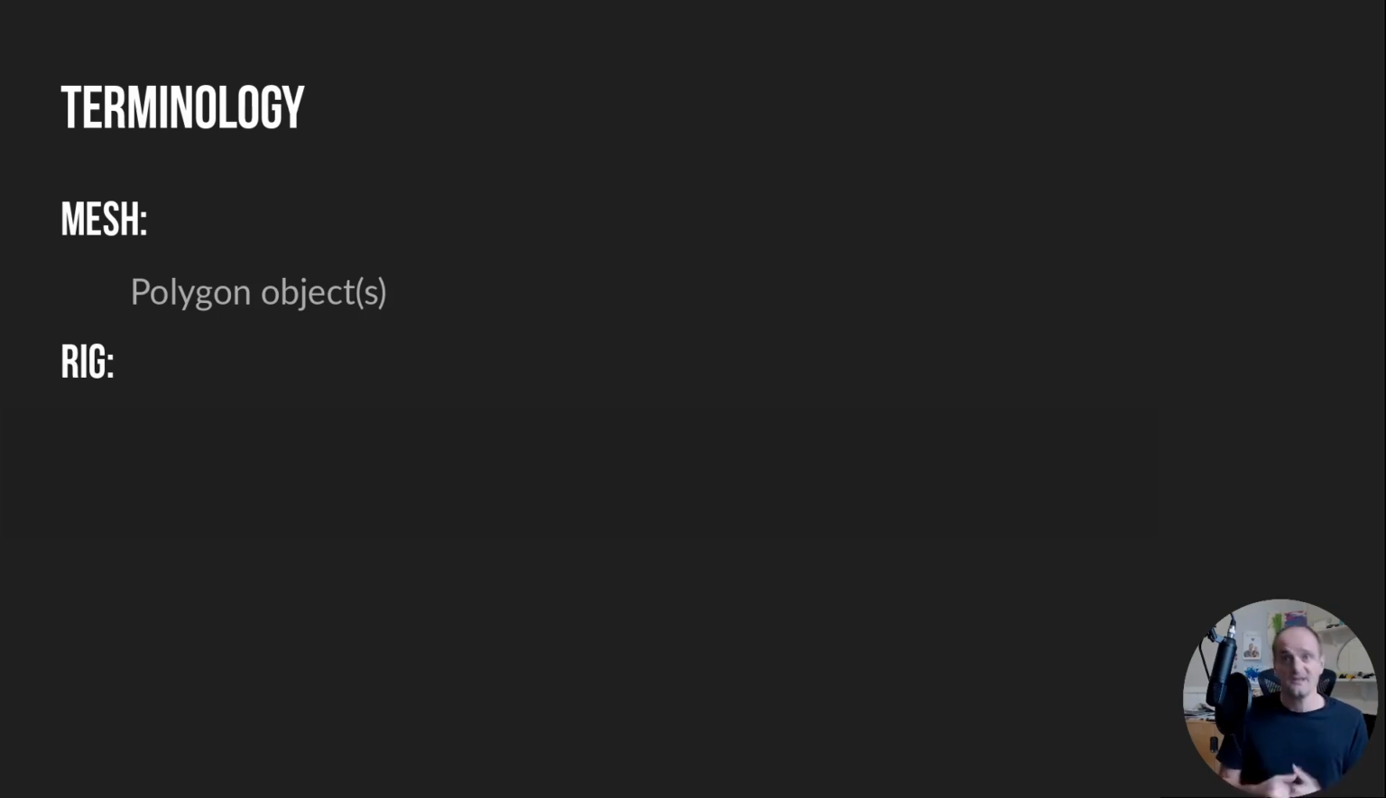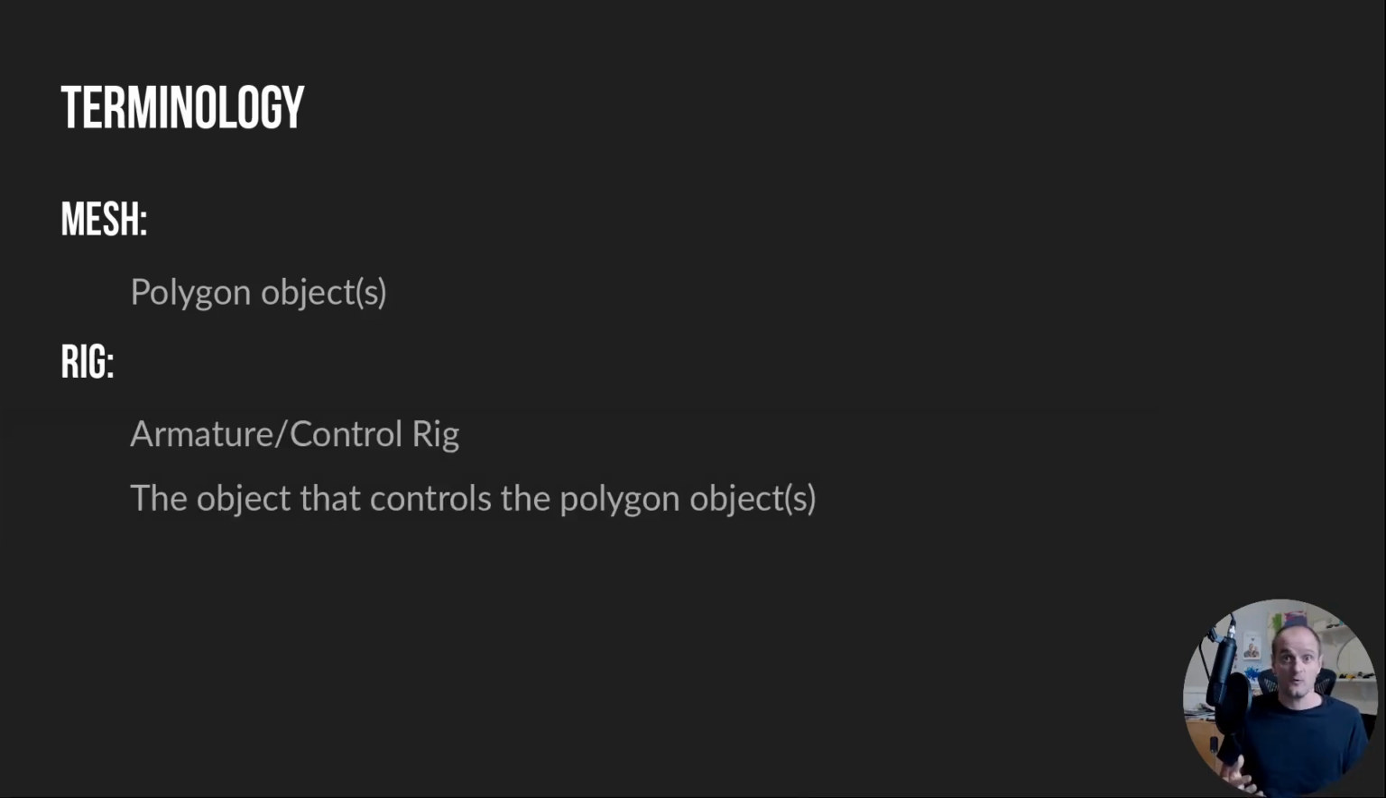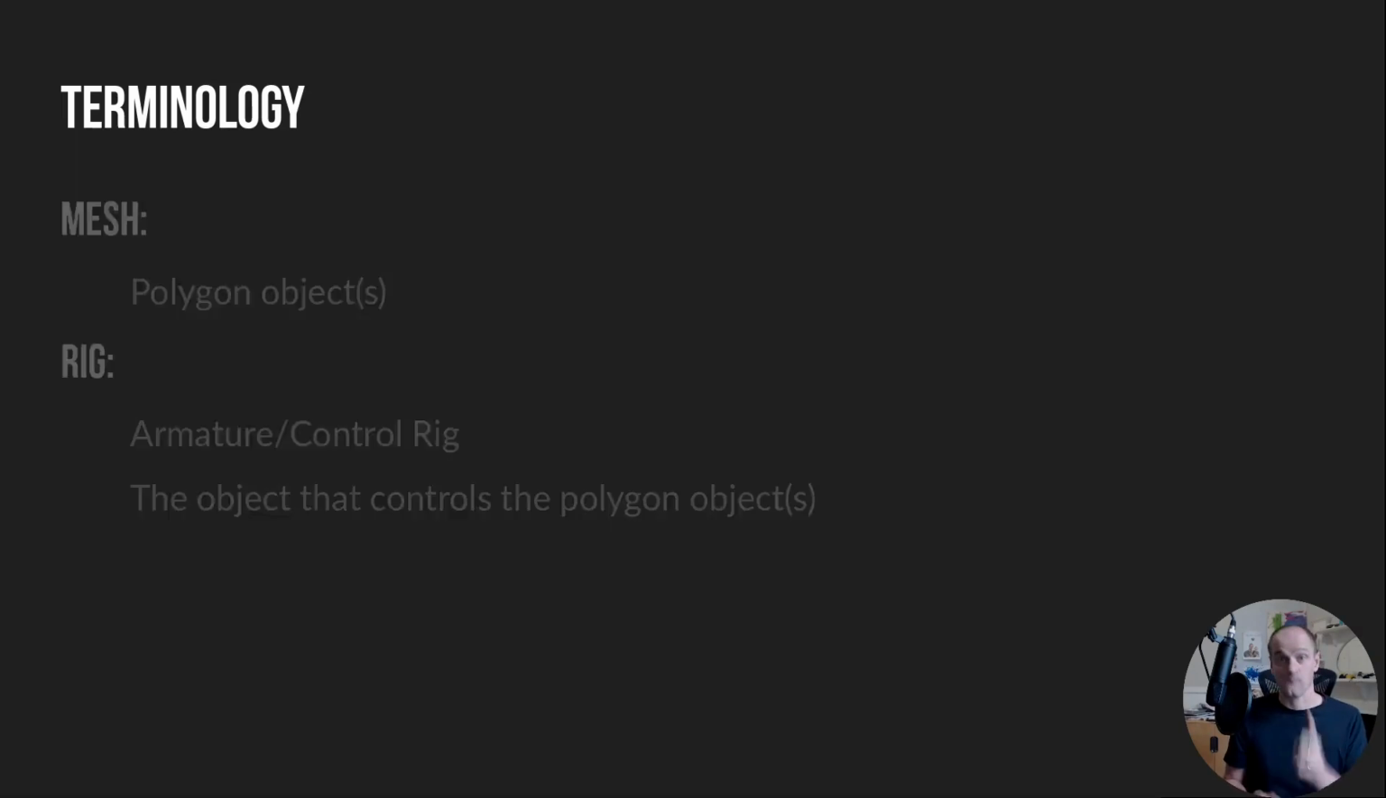Now, what is a rig? That can be used interchangeably with the word armature, which is the thing that controls the actual character or the car in our circumstance. It can also be called a control rig. Now, a rig can be composed of many different objects, but essentially, most of the time we're talking about the one armature object that the animator will control. And for a monster truck, we'll only have one armature.